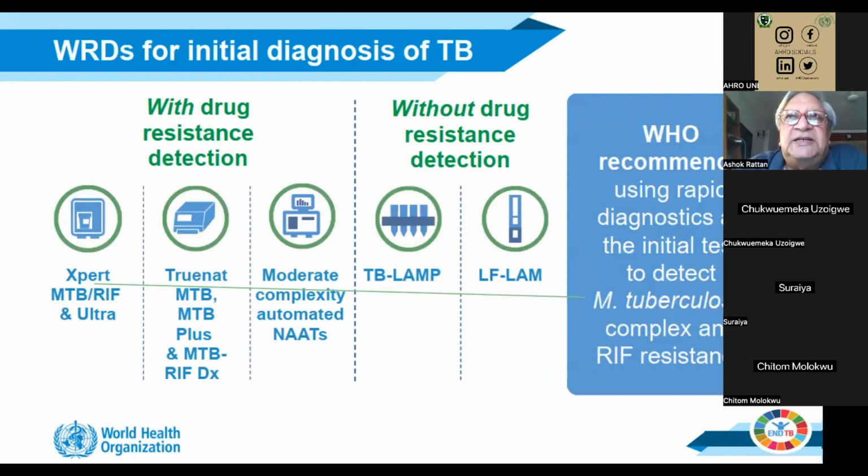What is to be done with the specimen that is collected? Since the time of Robert Koch, smear microscopy was the investigation which was carried out. But smear microscopy is not very sensitive and would need at least 10,000 bacteria to be present. Therefore, WHO now recommends that instead of smear microscopy, we should do molecular methods for detection of tuberculosis.